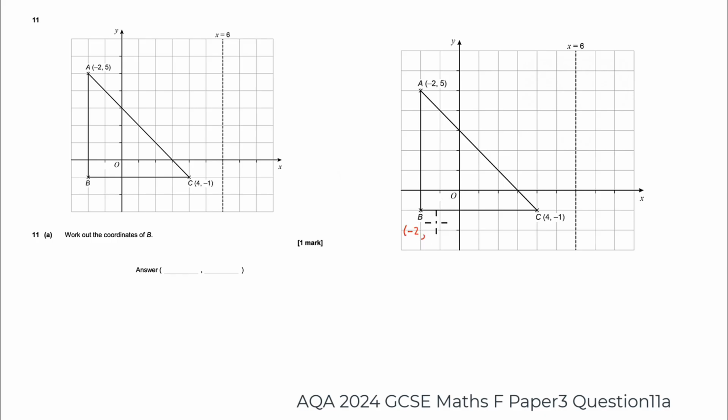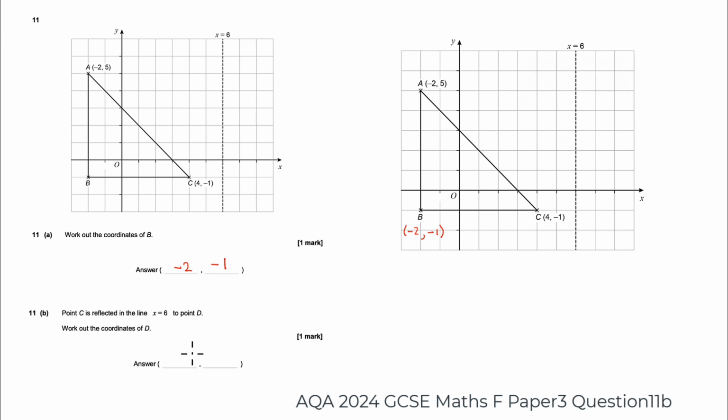And remember, the y coordinate, the second coordinate, is the up and down one. If you're going down, then you're going negative. So we have to go 1 down. So the y coordinate will be negative 1. So your answer to the coordinates of B, we fill in negative 2, negative 1. Let's move on to part B.